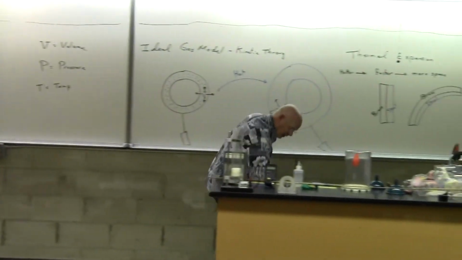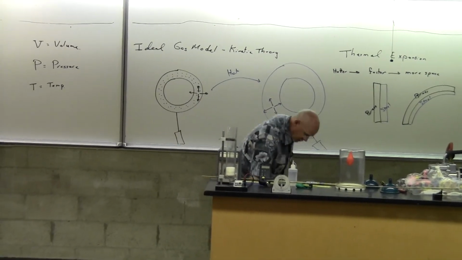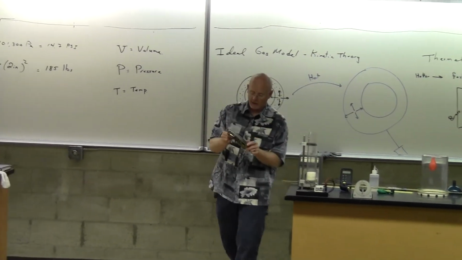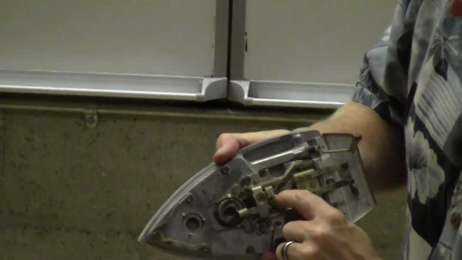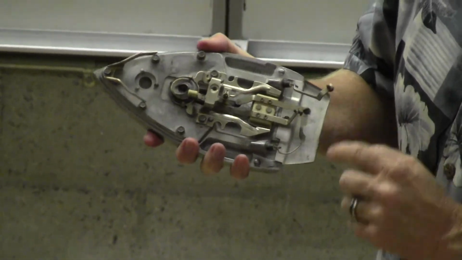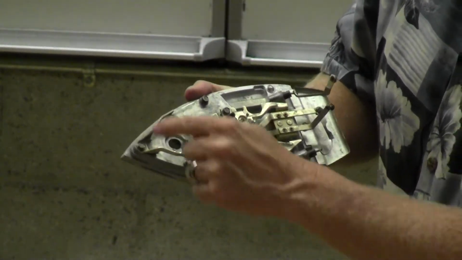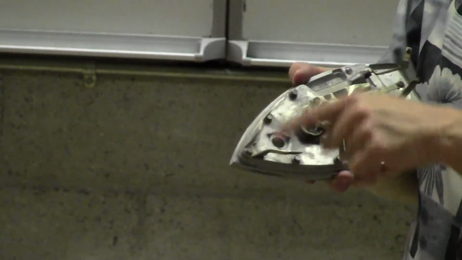I'll show you another one here real quick, and we better break here, but you can see that same thing inside of an iron. Here's the bottom part of an old iron, but in that iron there is a little metal strip down here, a bimetal strip, and the electricity comes in and flows through here, making this plate hot. And as long as the two metal pieces are touching, the electricity flows.